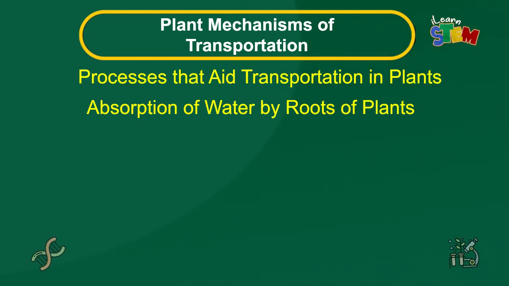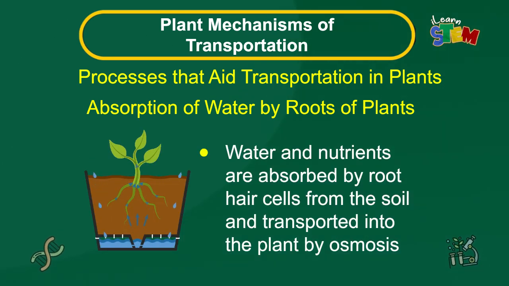Let's move on to absorption of water by roots of plants. Water and nutrients are absorbed by root hair cells from the soil and transported into the plant by osmosis.